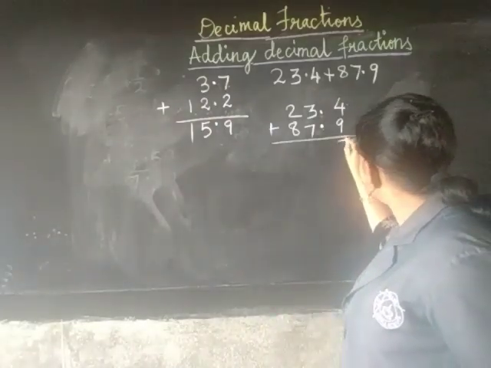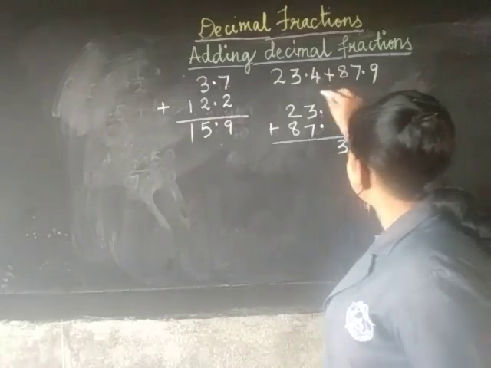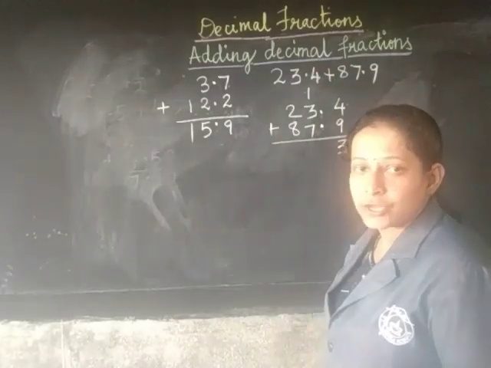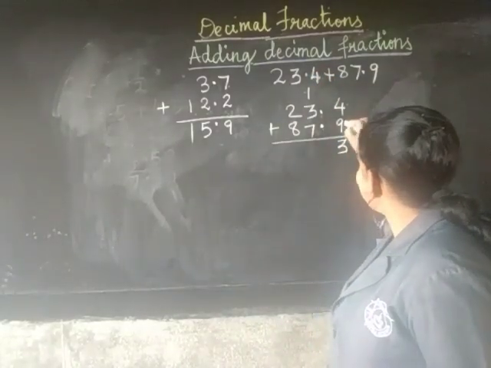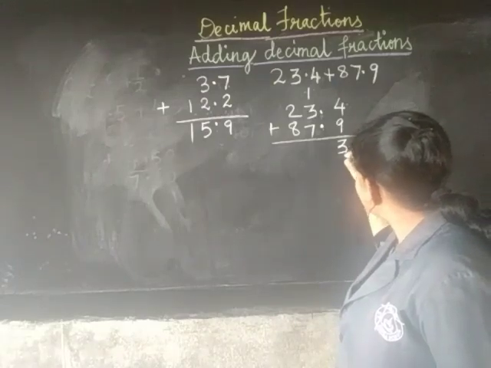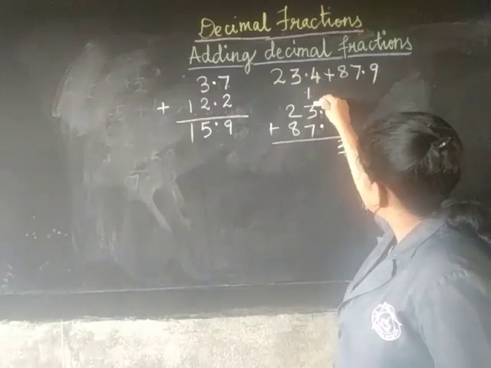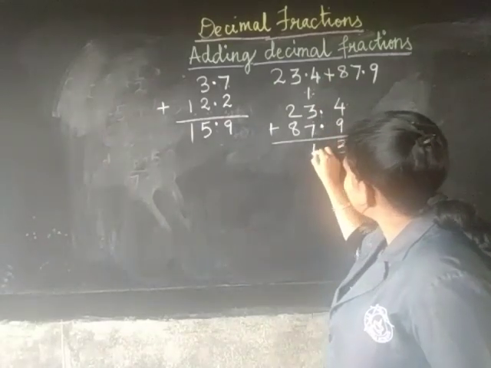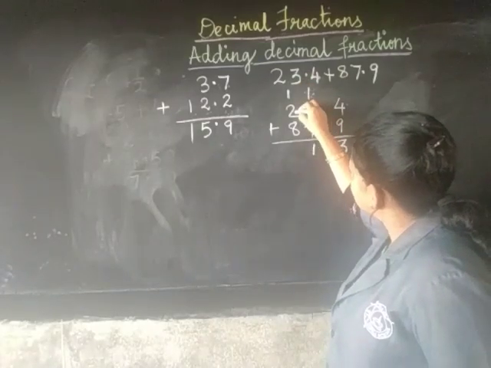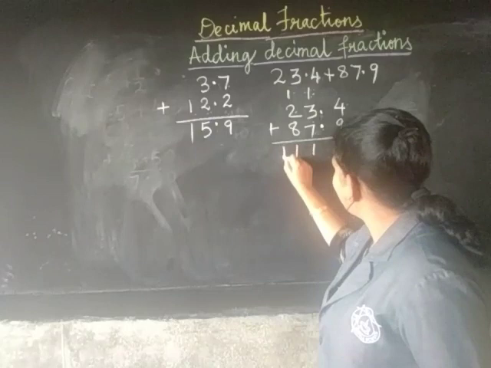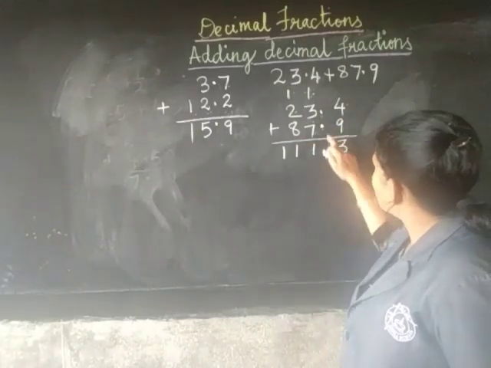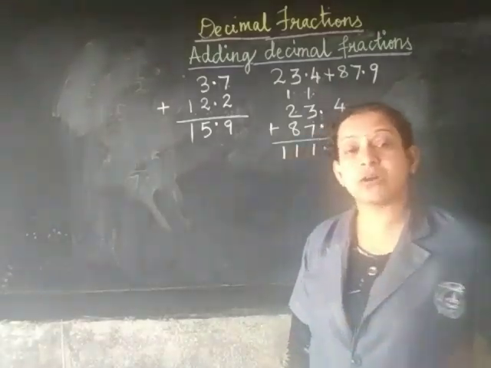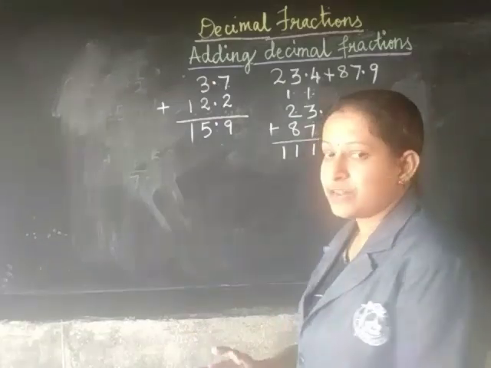What you have to write here is 3 remains here, and what goes here is 10 tenths, which is considered as 1 unit. So now we are getting the answer, 9 plus 4 is equal to 13. So 3 remains here, 1 goes up. 3 plus 7 is 10 and 10 plus 1 is equal to 11. Carried 1. 8 plus 2 is equal to 10 plus 1 is equal to 11. So the answer becomes 111.3. The point will come here below the decimal. So this is how you are supposed to solve the addition of decimal fractions.